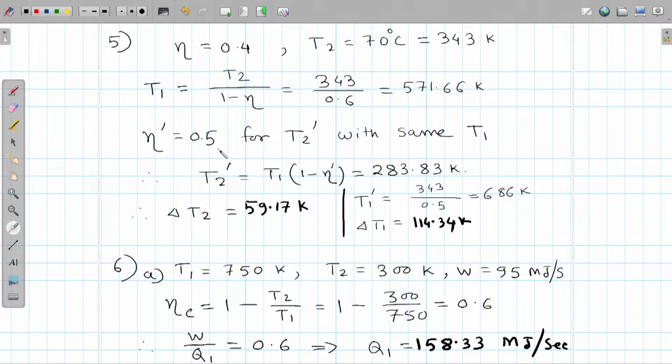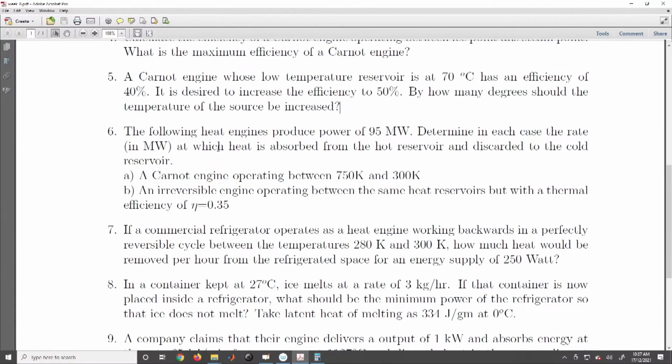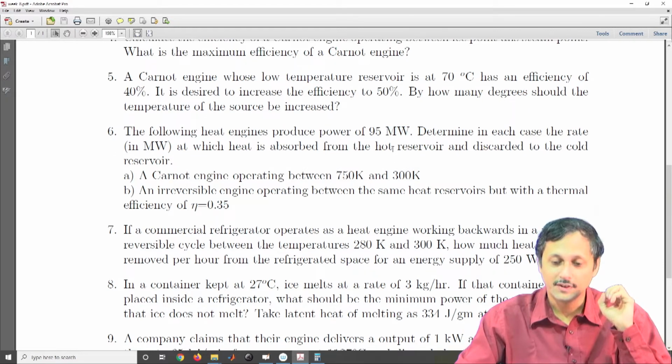Now, problem number 6, it's the following, so it's also another problem on heat engine. So, it says the following heat engines produce power of 95 megawatt. Determine in each case the rate in megawatt. Megawatt means joules per second. So, 95 megawatt, it's capital M, so it is megawatt. So, 95 megawatt means 95 megajoules per second.